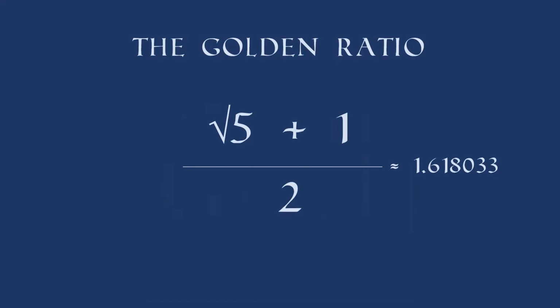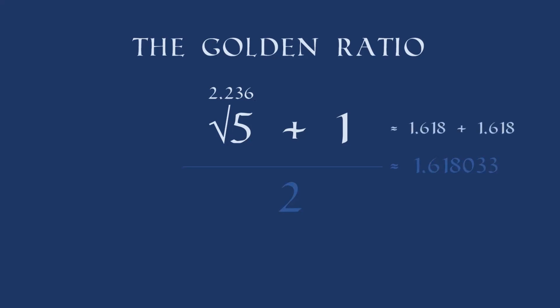Right, so the square root of 5 plus 1 divided by 2 equals 1.618. Now, as I mentioned a couple of weeks ago, the square root of 5 is this number here, 2.236. If 2.236 is multiplied by itself, it makes 5. So that's what the square root of 5 is. Now, let's just take the divided by 2 off. And what we could say is that the square root of 5 plus 1 is equal to 1.618 plus 1.618. And when it gets divided by 2, then it just becomes a single 1.618.